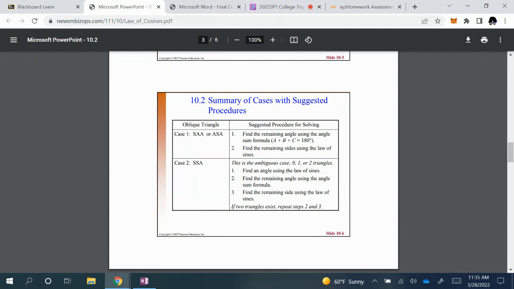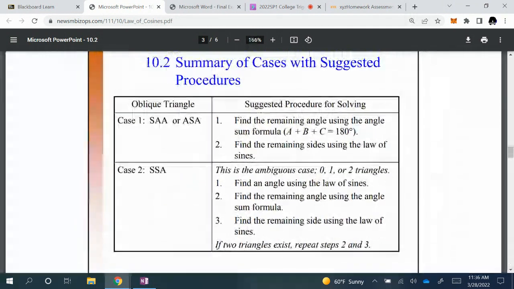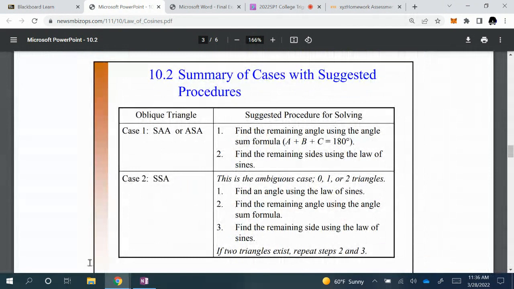All right, so in the last class, we talked about the cases. Okay, I'm gonna blow this up slightly. So here again, if we look at the chart, we have two columns. On the first column, we have the oblique triangle with the cases, and on the second column, we have the suggested procedure for solving. So case one says if you have side angle angle or angle side angle, the suggested procedure for solving is you must first find the remaining angle using that sum formula, and then you can find the remaining sides using the law of sines, right, which we saw in the last lesson.